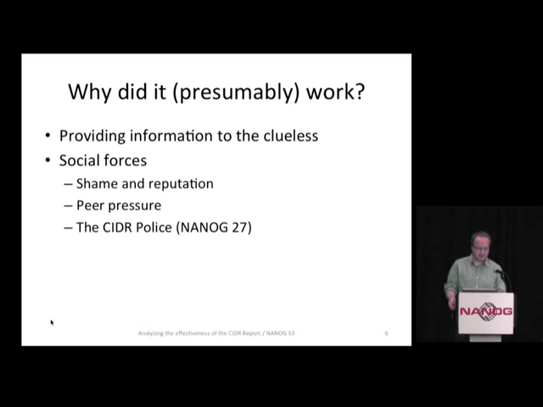And then finally, there was this weird kind of hybrid of all three called the CIDR police that existed back in the late 90s and early 2000s that was talked about in NANOG 27, where they actually would call up people on the CIDR report and say, do you know you can announce your routes better, and work with them to deal with this.